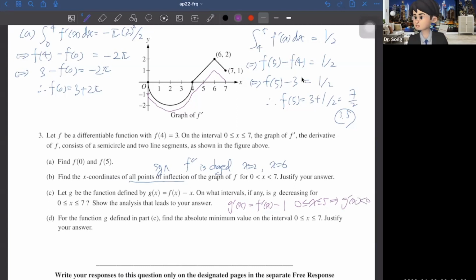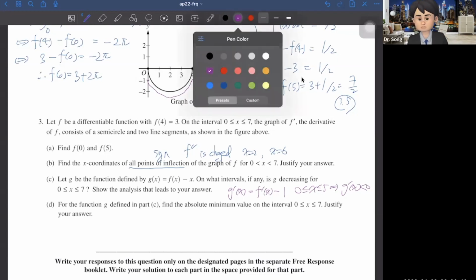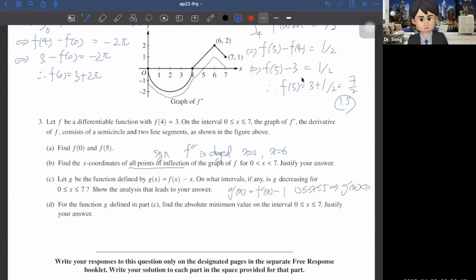Okay. Now the last question. For the function G defined in part C, find the absolute minimum. So how can you find the absolute minimum? Well, it's very straightforward. In order to find the absolute minimum, you need to check when the sign of G prime of x changes. Well, first, as we solved in the previous question, G prime of x is less than 0 for x between 0 and 5.